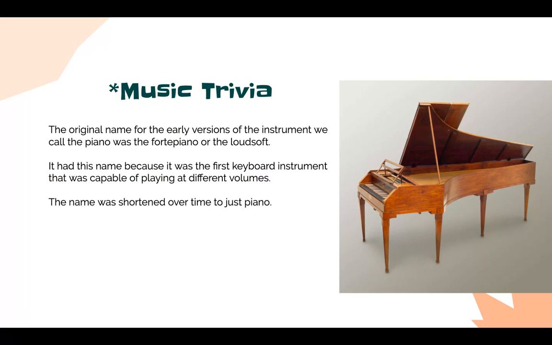And we're going to wrap up our lesson with dynamics with a little bit of music trivia today. So the early version of the instrument that we call the piano today was originally called the forte piano, which means the loud soft. And that's because it was a big high-tech invention when it was first made, because it was the first keyboard that could play at different volume levels. All of the other keyboard instruments prior to that could just play at one dynamic level. Over time, the name forte piano was shortened to just piano. And so when you get the name of the instrument piano mixed up with the dynamic marking piano, that is the root of that confusion.